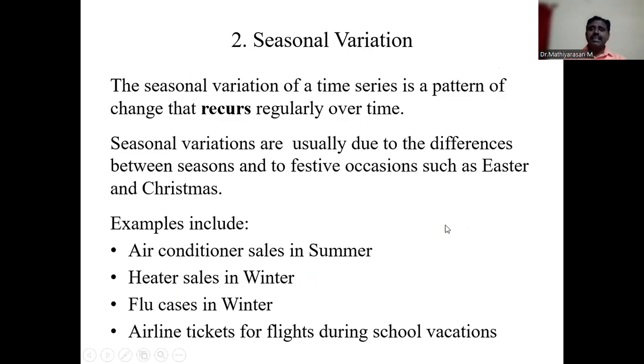Seasonal variation. It is the time series component, and it is the pattern of change that recurs regularly over time. Seasonal variations are usually due to the differences between seasons and to festival occasions such as Easter and Christmas. Examples include air conditioner sales in summer season, heater sales in winter season, flu cases in winter season, and like that.